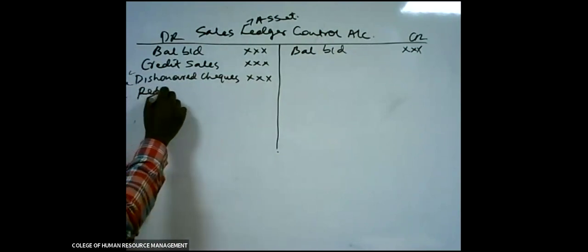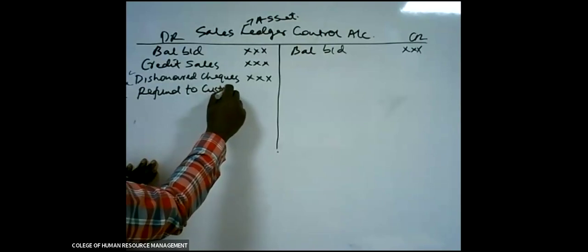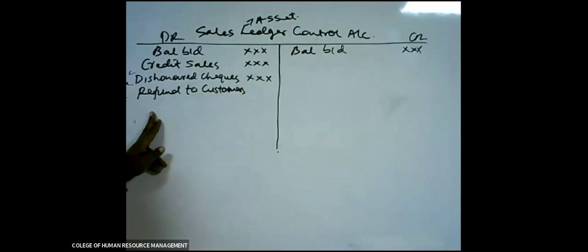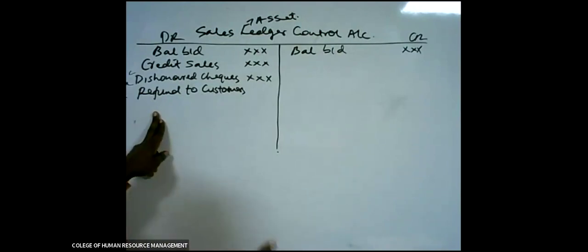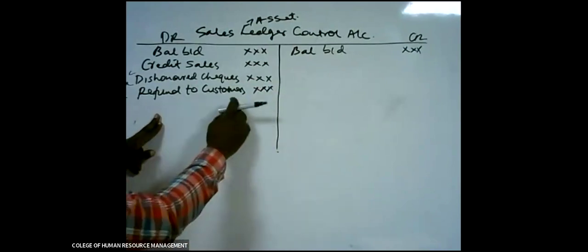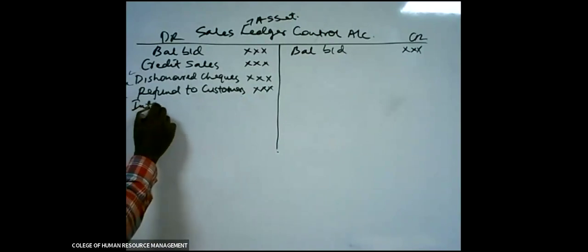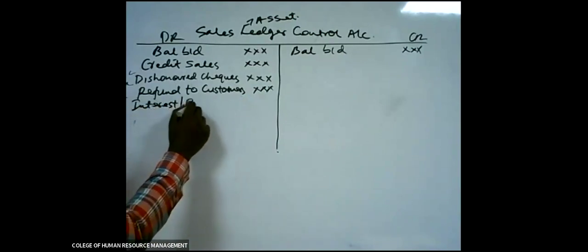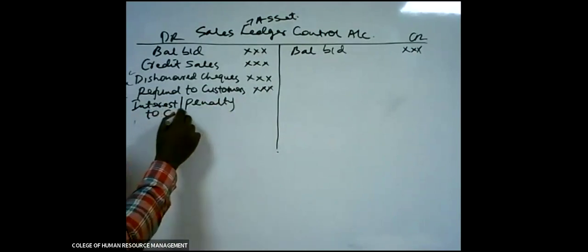Refund to customers. That's the difference. The other one was refund from suppliers. This one is refund to customers or to debtors. It's a very big difference. Refund to customers and then interest or penalty to customers.